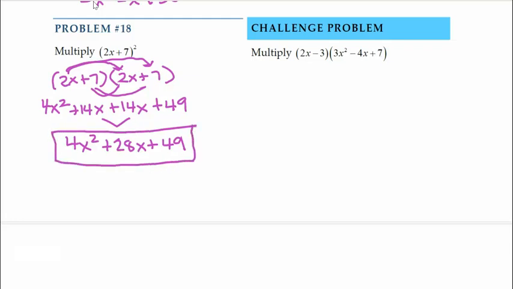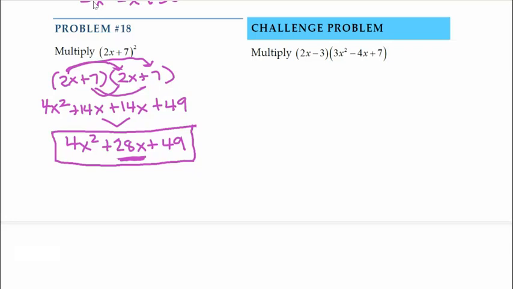So do you see, if you were to try and distribute that power through to both of them, if you did 2x all squared, that does give you 4x squared. If you did 7 squared, you get that 49, but do you see you'd be missing that middle term? So that's why it's really important to make sure, write it out twice and just FOIL that through.